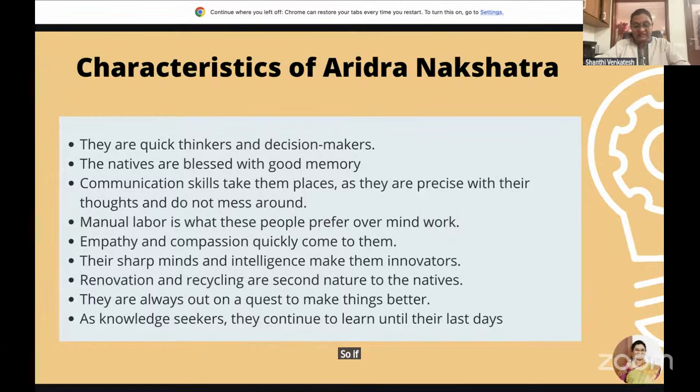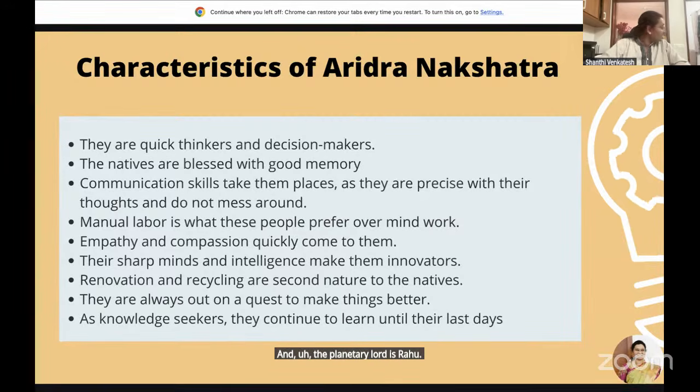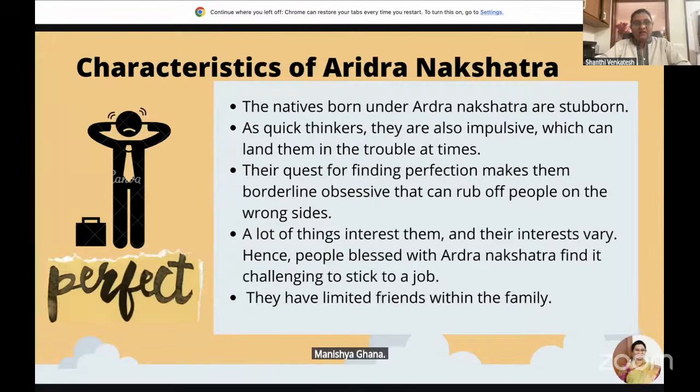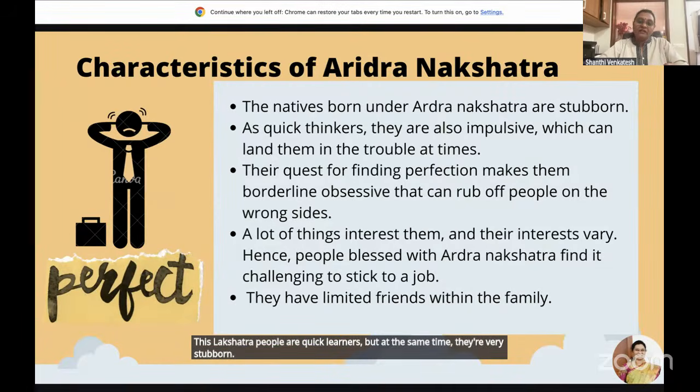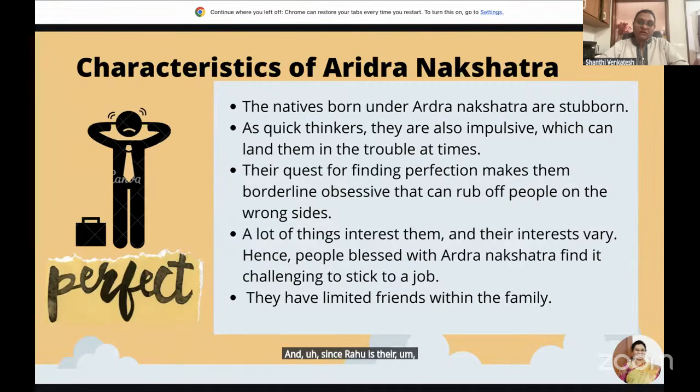If you see the symbol, it is a teardrop. The deity is Rudra, and the planetary lord is Rahu. The Gana is Manushya Gana. These people are quick learners, but at the same time, they're very stubborn. And since Rahu is the planet which owns Aridra Nakshatra, sometimes they're very impulsive. They're quick thinkers, they're impulsive, and because of their impulsive nature, sometimes they land in problems.